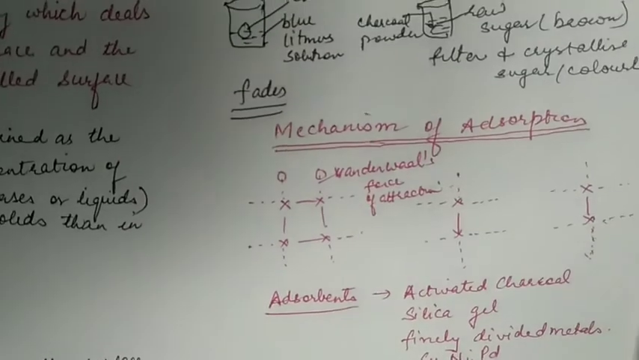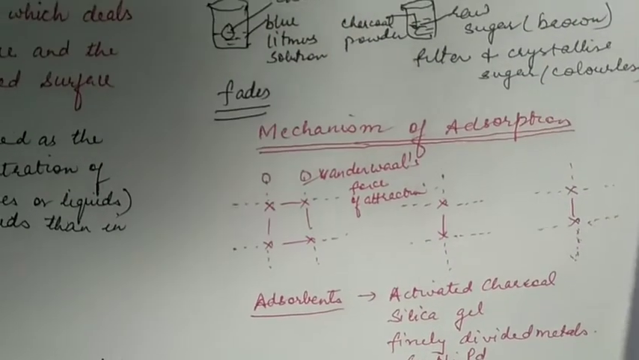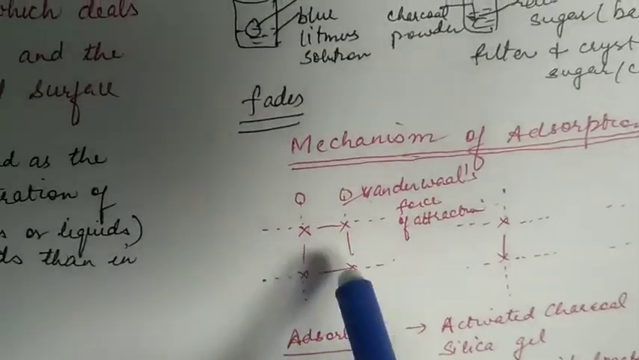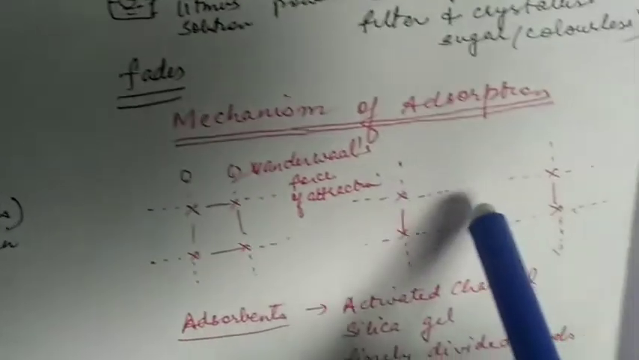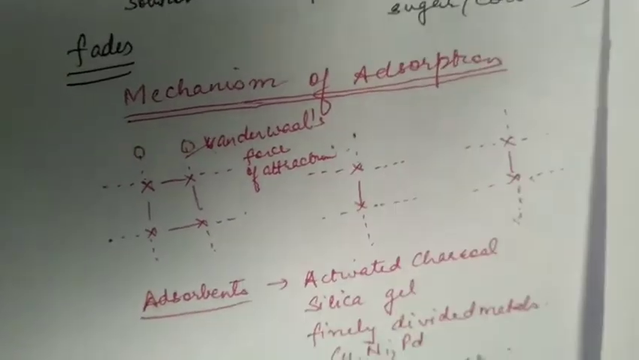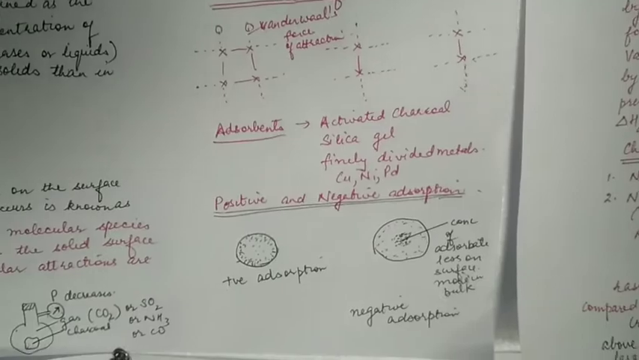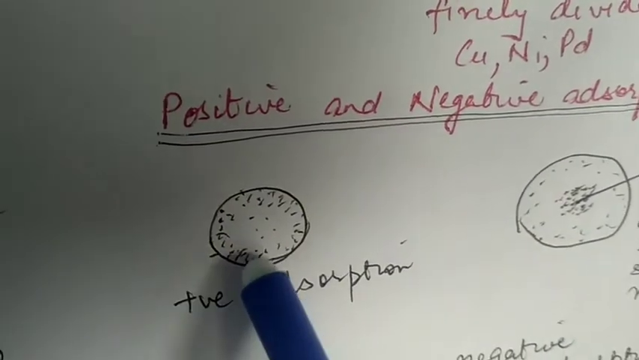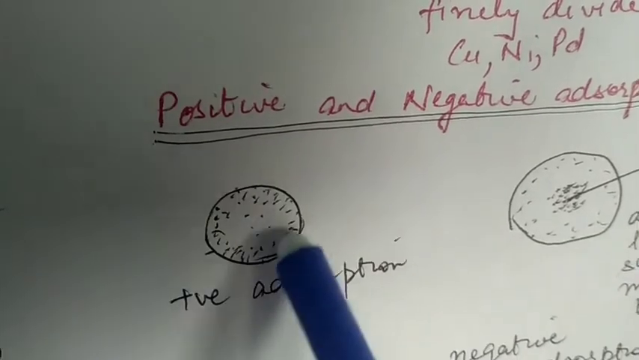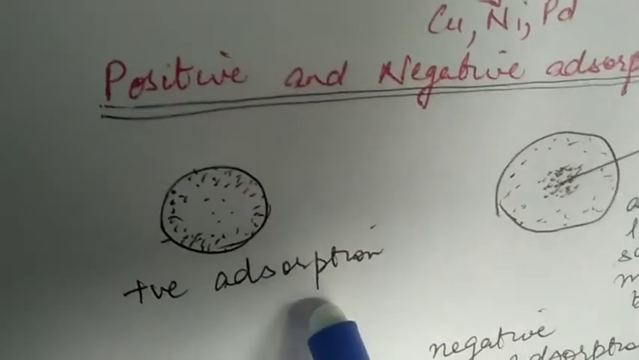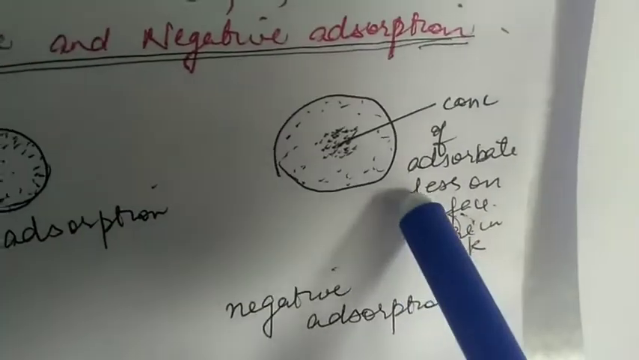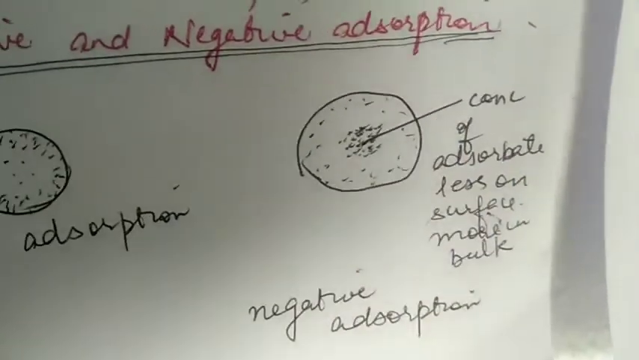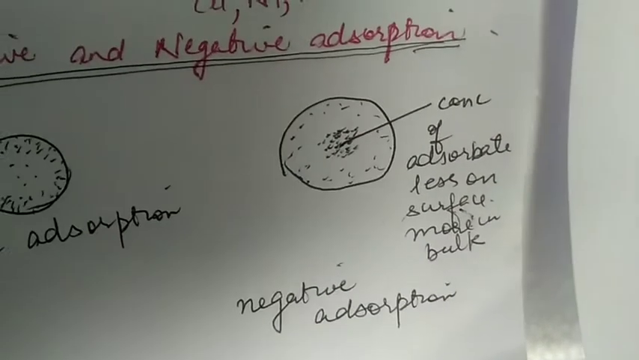The extent of adsorption increases with the increase in surface area. If you break this metal surface into pieces, new unbalanced forces come on the surface, and so the adsorption increases. If the concentration of adsorbate is more on the surface than in the bulk, this kind of adsorption is called positive adsorption, and if the concentration of adsorbate is more in the bulk than on the surface, it is called negative adsorption.